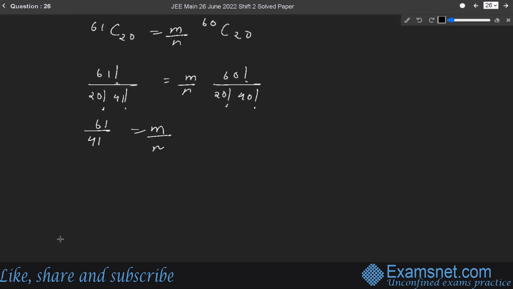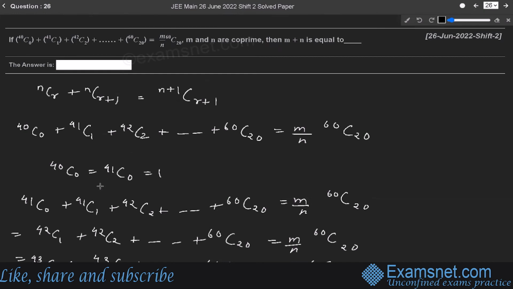So it is very clear that when we cross multiply, m will be equal to 61 and n will be equal to 41. Therefore, m plus n will be equal to 61 plus 41, which is equal to 102. Therefore, we can say that the correct answer for this question is 102. I hope this question is clear to you.